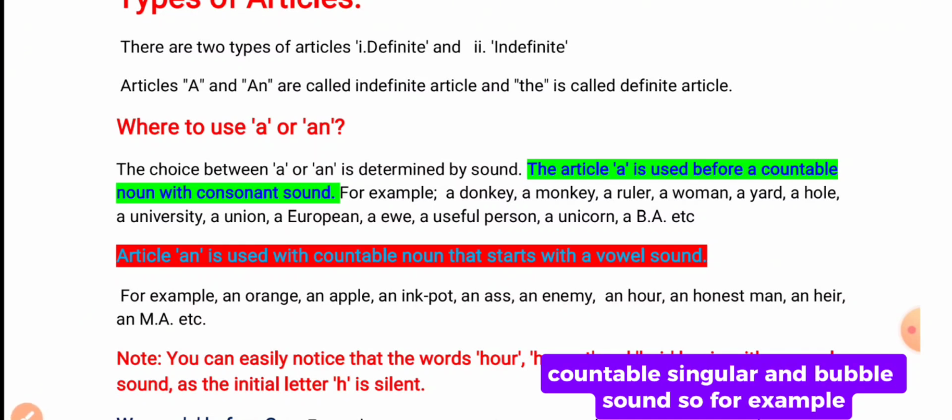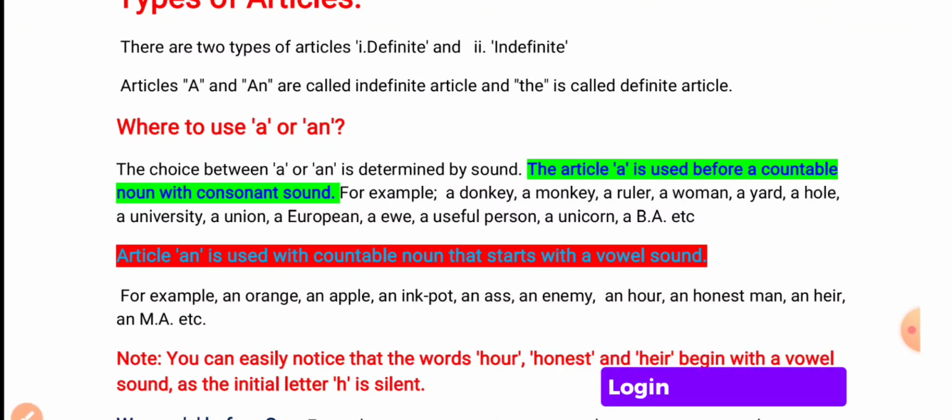So, for example, look there. A donkey. Here, donkey, da, is a consonant sound. Monkey, ma. Ruler, ra. So these are some of the examples.